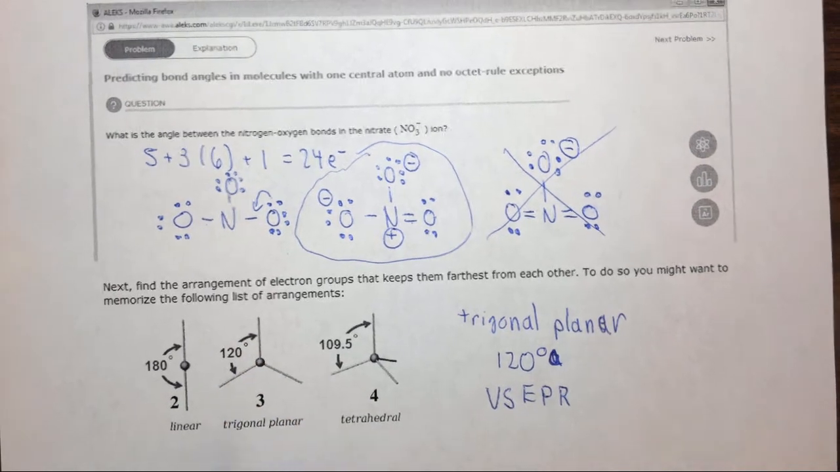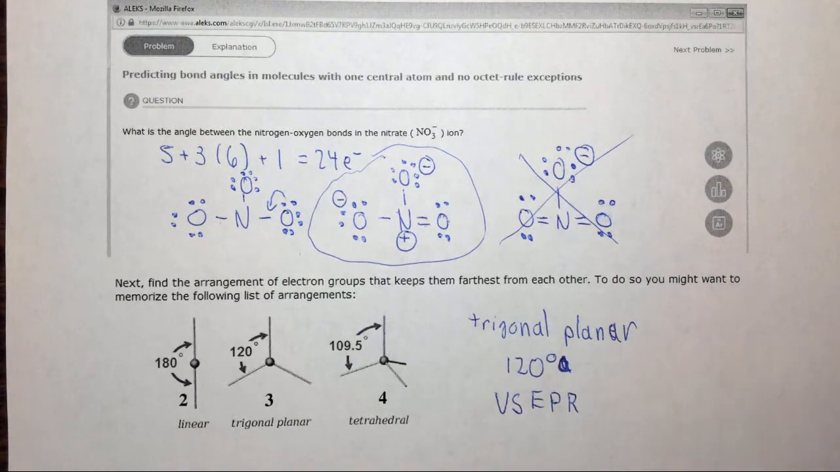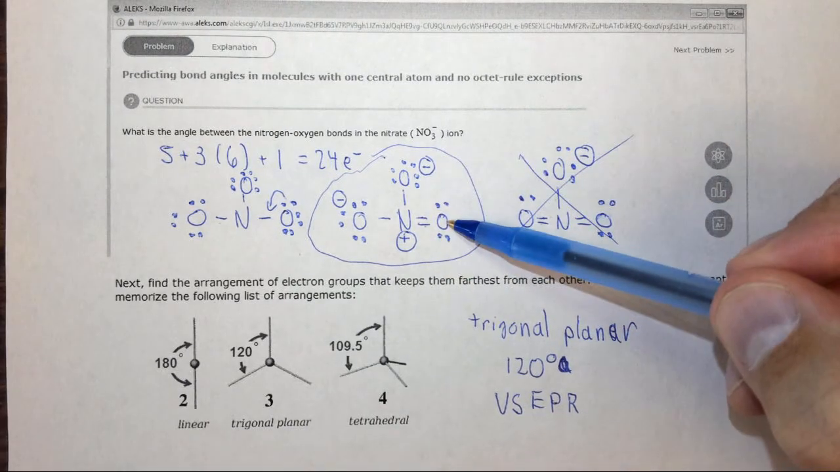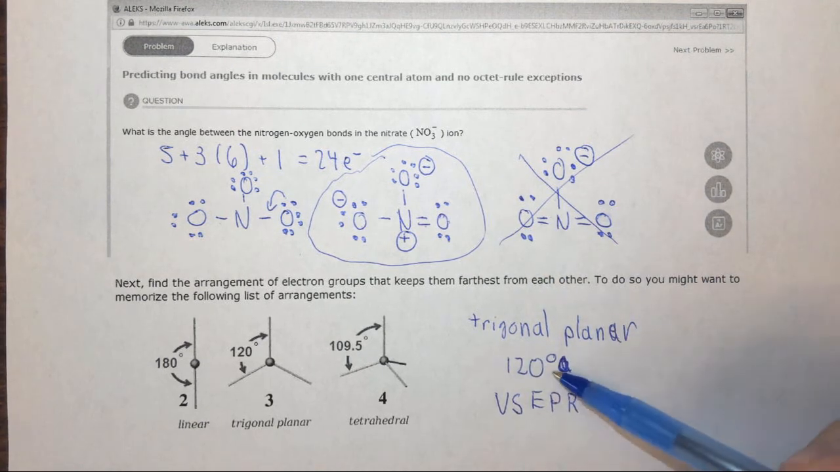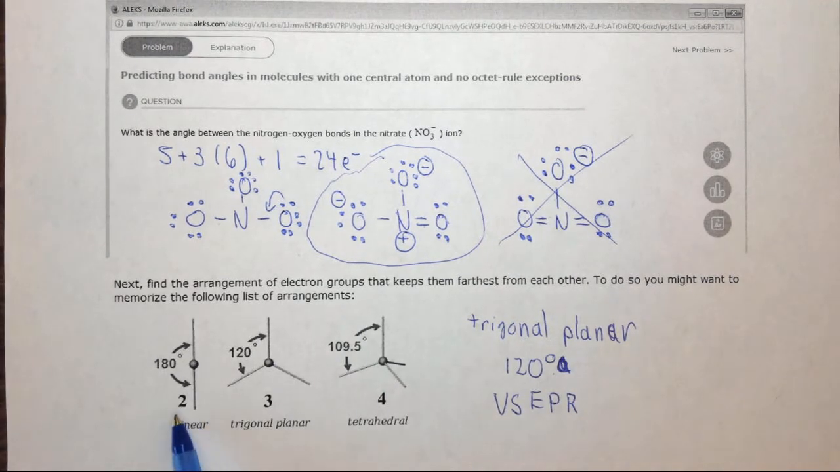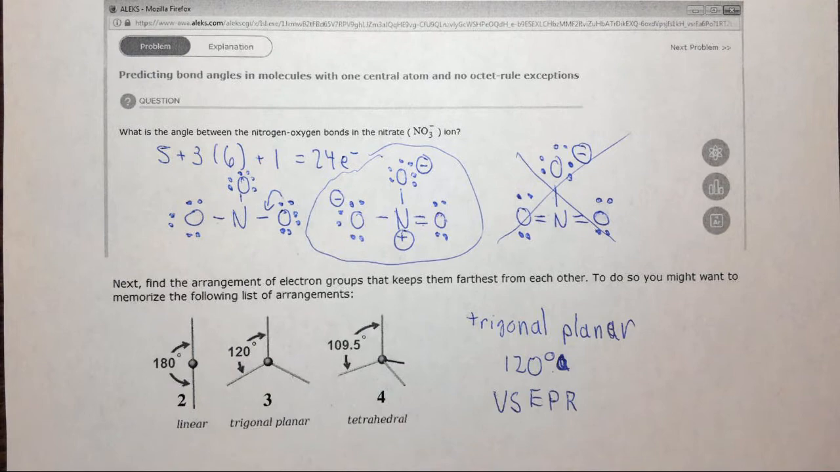So there's a lot of work to do to solve this problem, but first we drew the Lewis structure, then we found the shape of the molecule, then we memorized essentially the bond angles for the different shapes, and for the first 4 domains, 2 domains, 3 domains, and 4 domains, we have the different electron geometries and the approximate bond angles here.